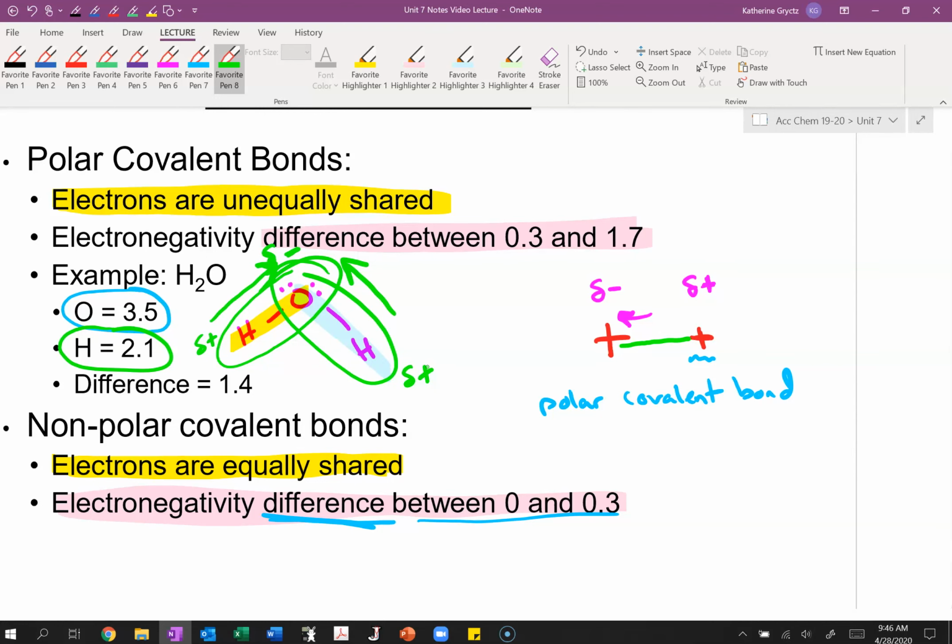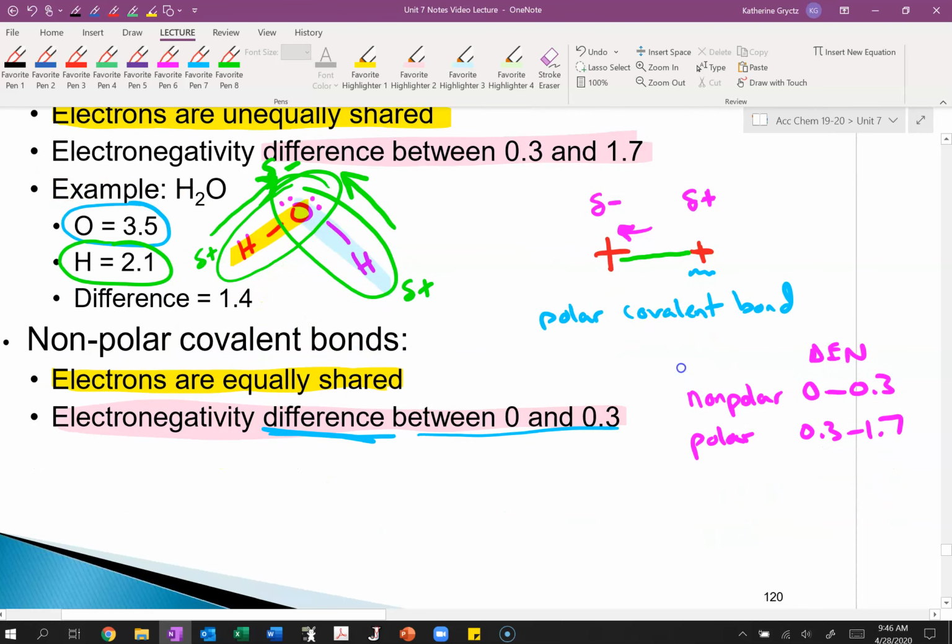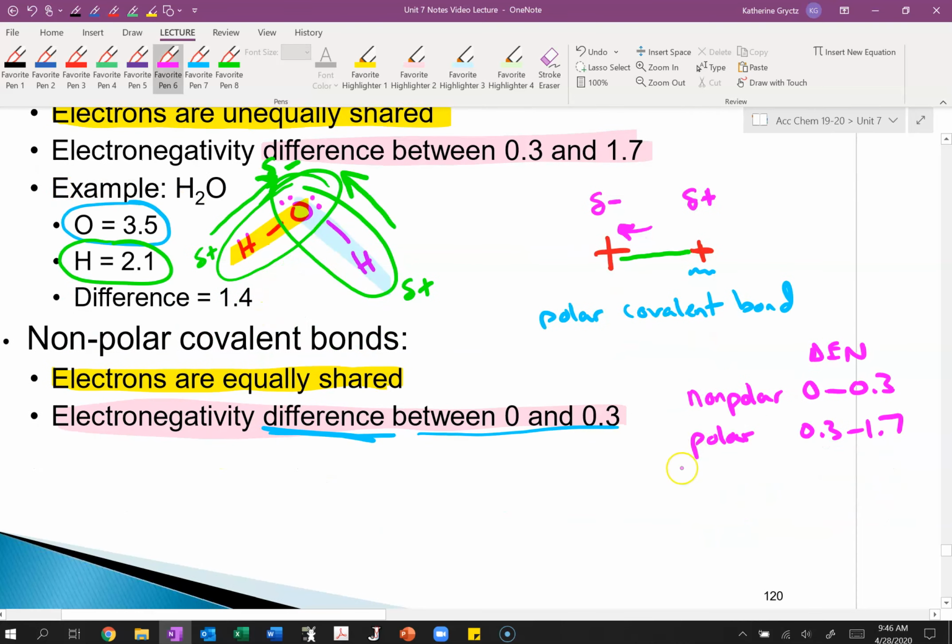But that's all we've described this as. So between 0 and 0.3, we call it nonpolar for the electronegativity difference. Polar we call between 0.3 and 1.7. And those are rough divisions of these things. And then if it's bigger than 1.7, we call it ionic because one side completely ripped things away.